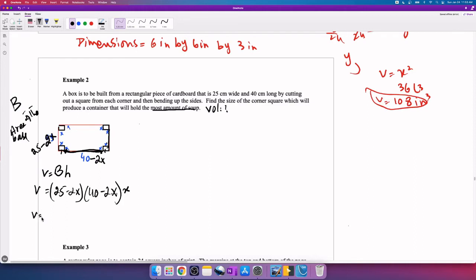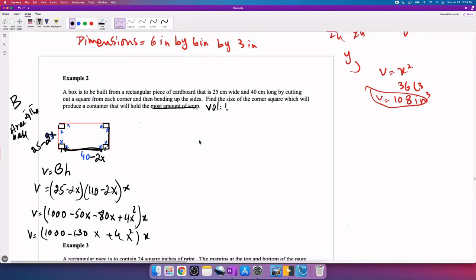Now let's rearrange this before we take a derivative of it. We're going to FOIL this first. 25 times 40 is 1000. 25 times 2 is negative 50x. 2 times 40 is negative 80x. And negative times negative is positive 4x squared. And I also have that x outside. Now let's combine the like terms. So I got 1000 minus 130x plus 4x squared. And I still have that x right there.